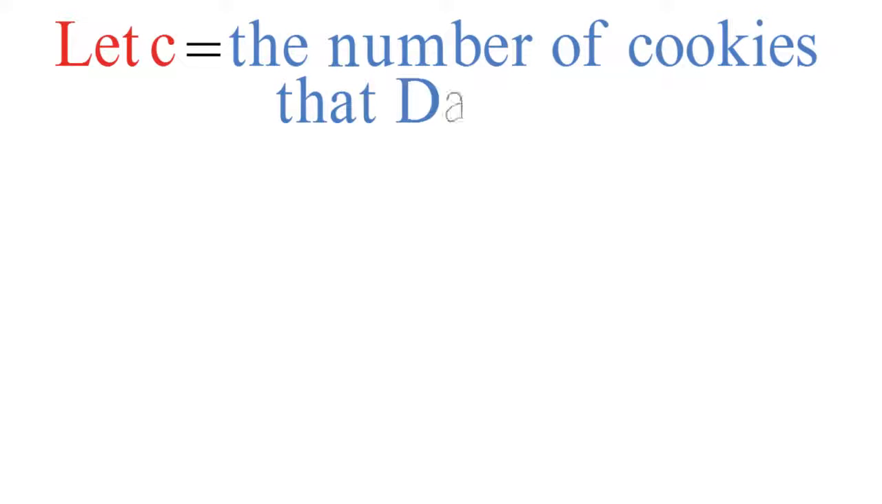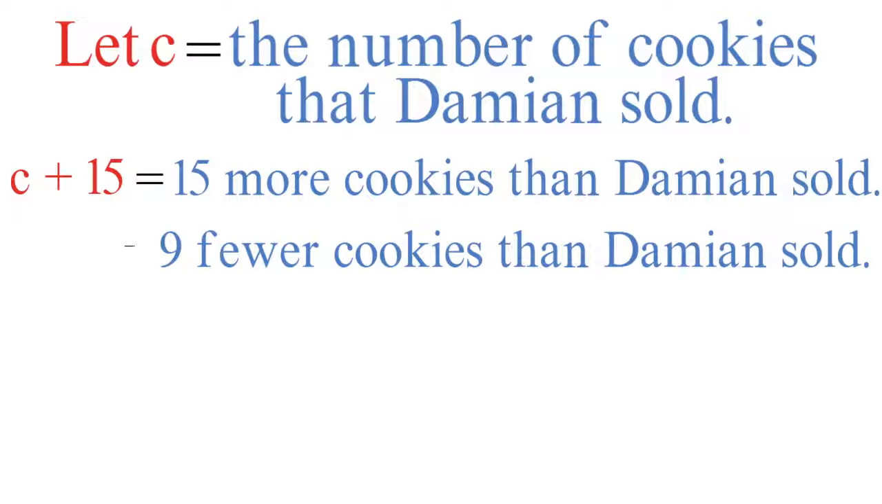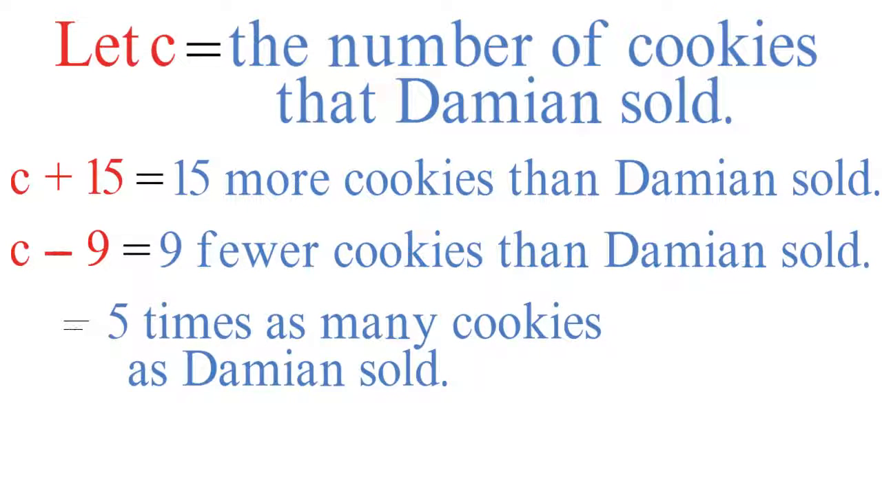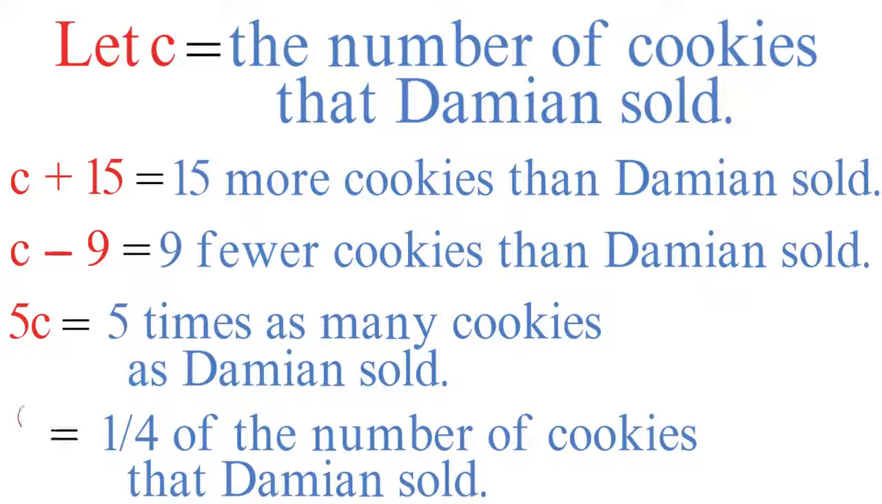As another example, suppose you declare the variable c to stand for the number of cookies that Damien sold for his school play. In this case, you can express 15 more cookies than Damien sold as the expression c plus 15. 9 fewer cookies than Damien sold becomes c minus 9. Translate 5 times as many cookies as Damien sold as 5c. And express 1/4 of the number of cookies that Damien sold as c over 4.